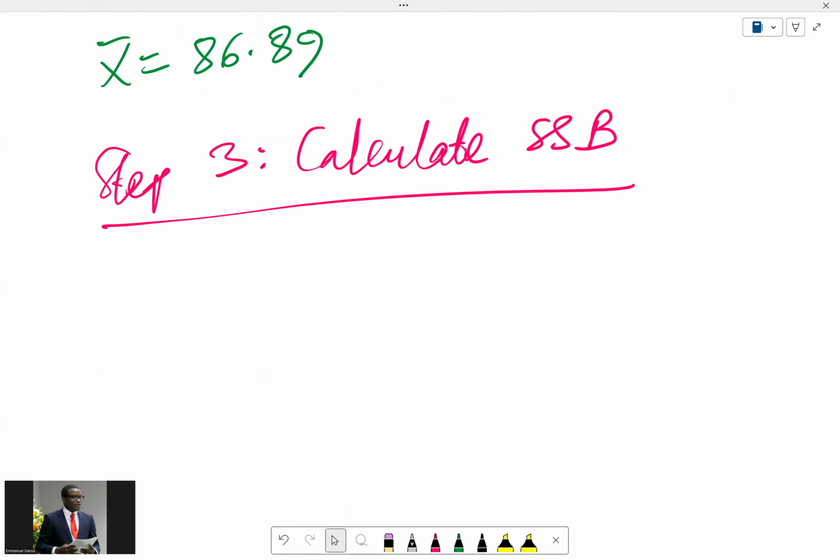SSB, sum of squares between. Calculate SSB. That's the next step. Just a minute. So calculate SSB.